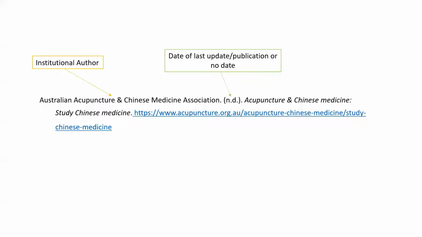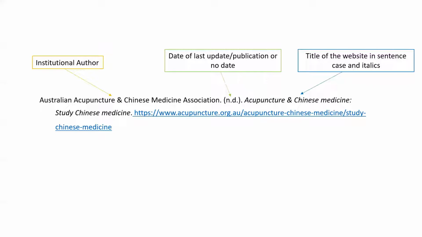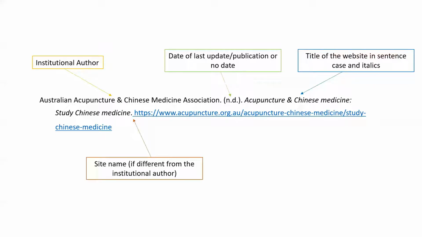Taking a look at the reference now with those corrections, we can see that the institutional author has been listed in full. The date of publication, last update, or in this case, no date, has been included and formatted correctly. The title of the website is in sentence case and italics. In this case, we do not need to include a site name as it is not different from the institutional author. And a live link has been included at the end of the reference.